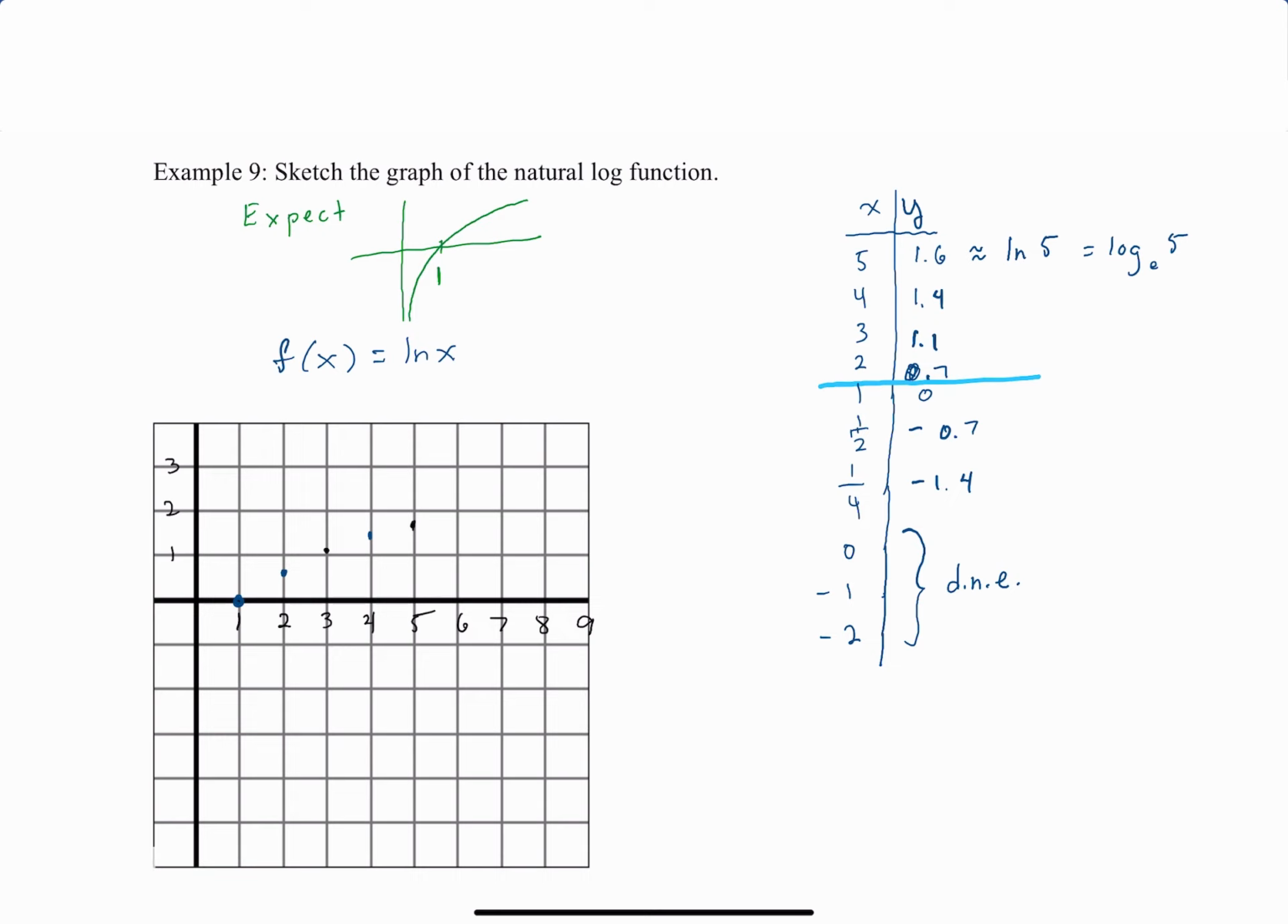We have 1/2, negative 0.7, right about there. No, more like there. And then we have 1/4, negative 1.4. So roughly there. You know what? Let's do one more to help us be accurate out on the right hand side. Let's do also 8. So natural log of 8 is about 2.1.